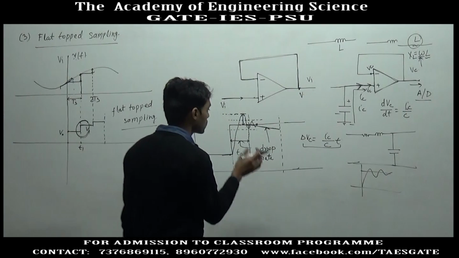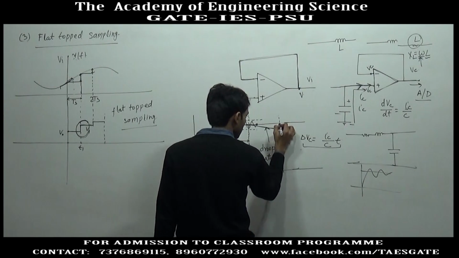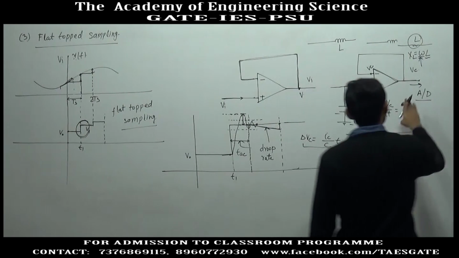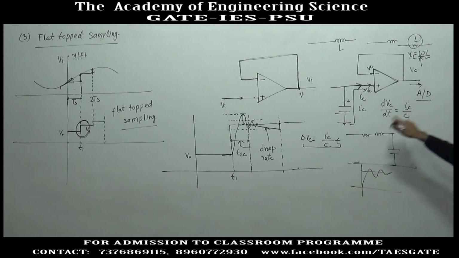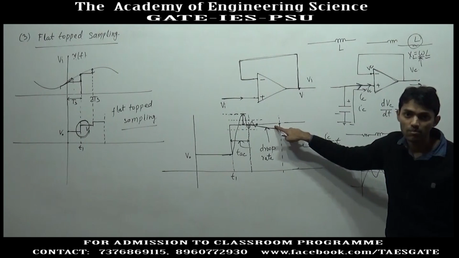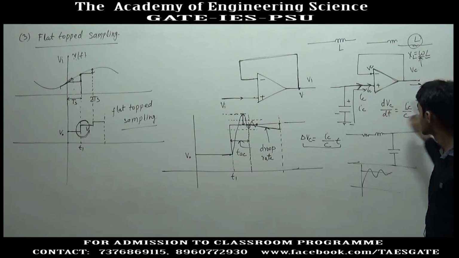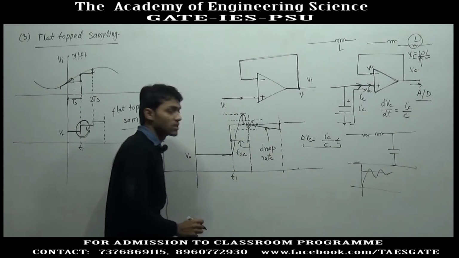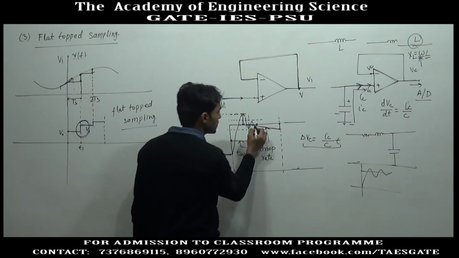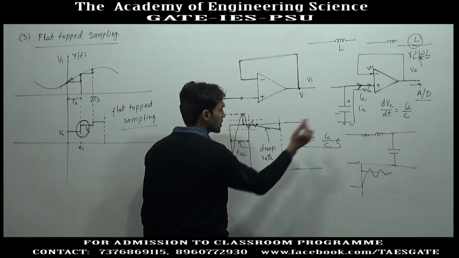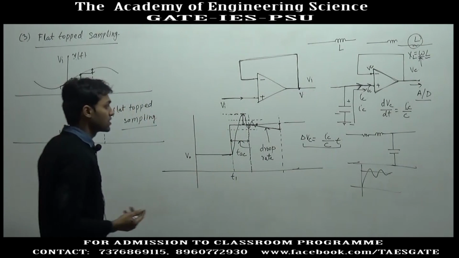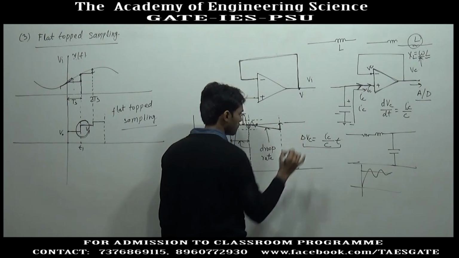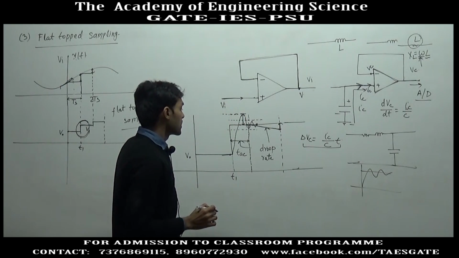Now, again the total drop in capacitor voltage should not be more than the resolution of the analog to digital converter, because if the change in voltage across the capacitor is more than the resolution of the analog to digital converter, then at this point the A to D converter will change its digital output. So, this must be less than the resolution of the A to D converter.